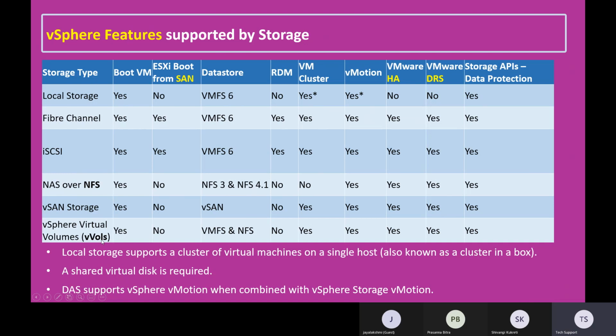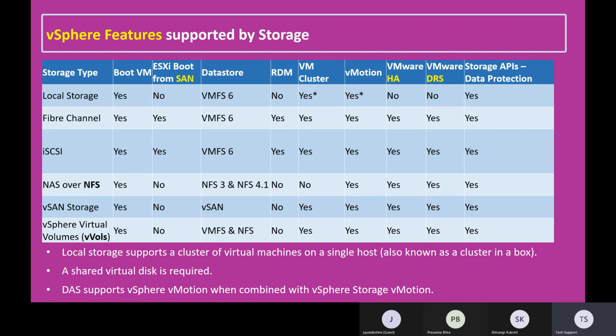Suppose I'm planning to configure RDMs in my environment, raw device mapping. So which storage is recommended? If I want to configure RDM, which storage do we prefer to choose? Either Fibre Channel or iSCSI. Yes, we can choose either Fibre Channel SAN or iSCSI SAN. So based on our requirement only, we go to the specific storages.